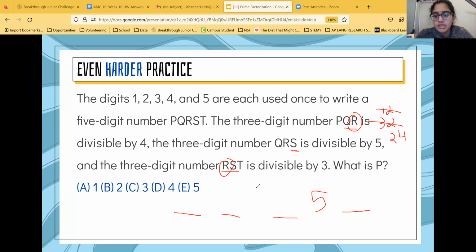So PQR must end in 24, which means 2 and 4 are Q and R. R is 4 and S is 5, so T must be 3, because 4 plus 5 is 9, and to keep a multiple of 3 as the sum, we need to add a multiple of 3. The only way to do that is to get 3 here. So 1 is the last digit to be used, and that has to be P, because P is the first digit, the ten-thousands digit. So the answer is A.